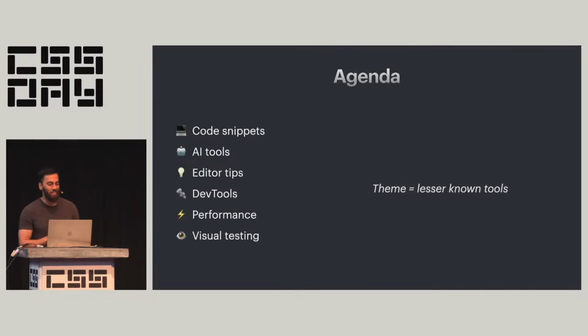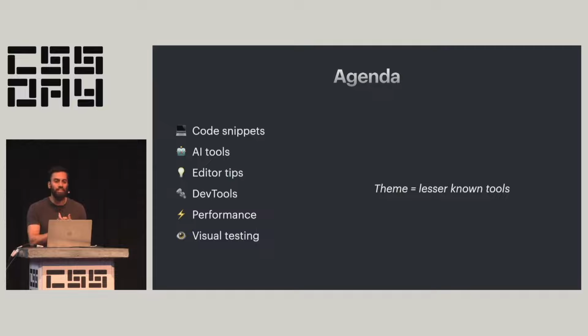A lot of topics, as I mentioned: code snippets, AI tools, editor tips and tricks, dev tool stuff, performance, visual testing. So I'm going to be very brief on each section, but hopefully it's just enough to name drop, like, oh, hey, go and check this out. Hopefully it's just enough that you can get some value from it. And the theme here is lesser-known tools. That's the common theme here.